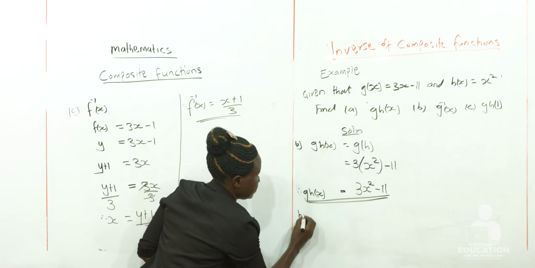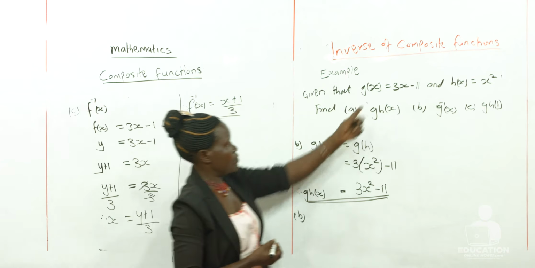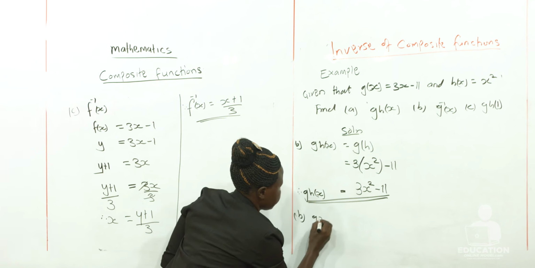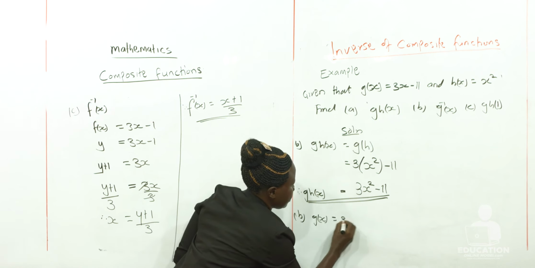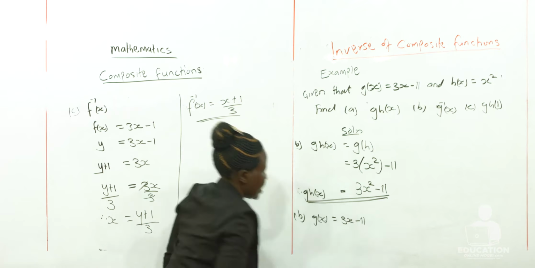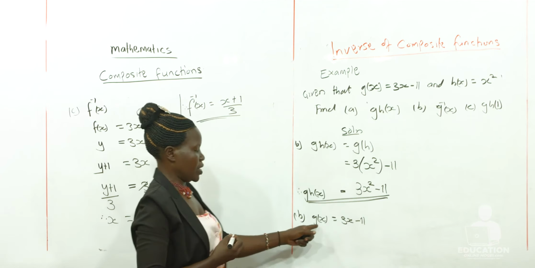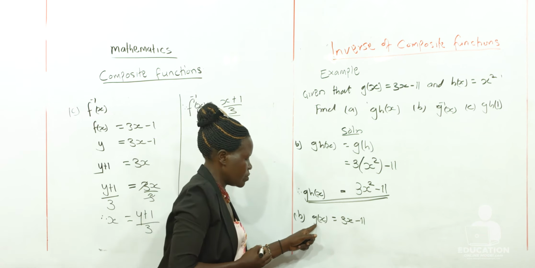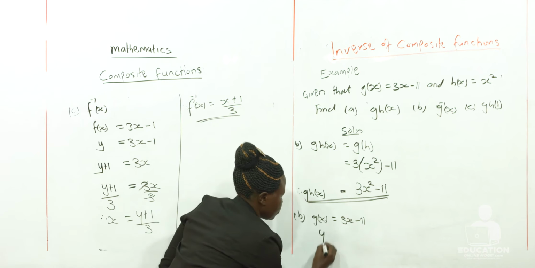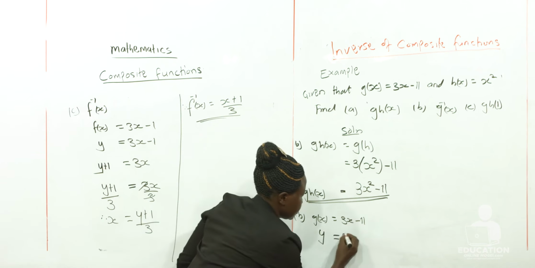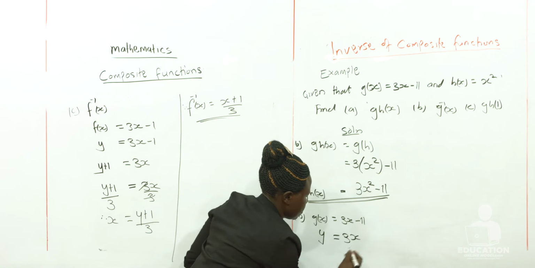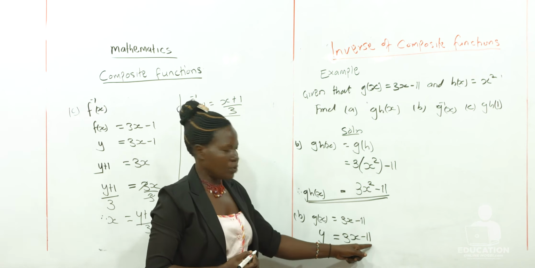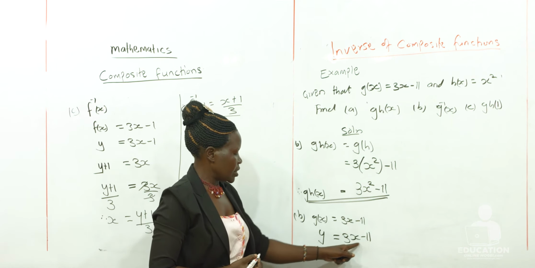And then part B is the inverse of g. So for our inverse, we say g of x is given as 3x minus 11. And we said if we are asked to find the inverse, then you have to interchange this. Instead of g of x, we say it is y. Y equals 3x minus 11. Then now from here you make x a subject.